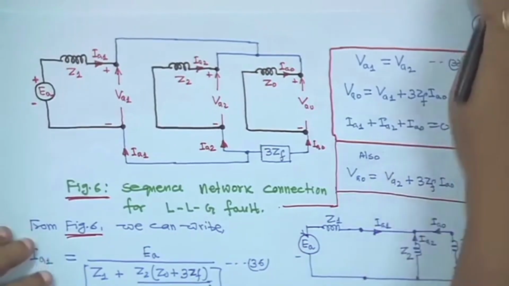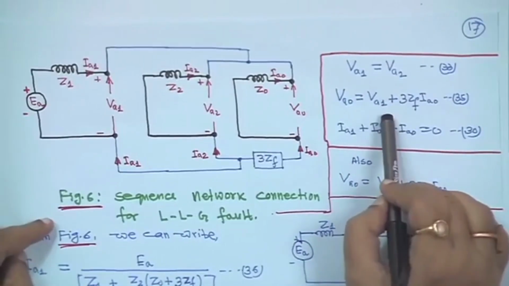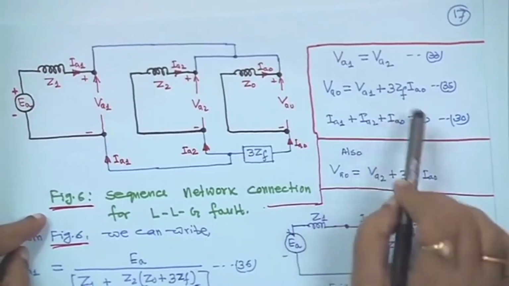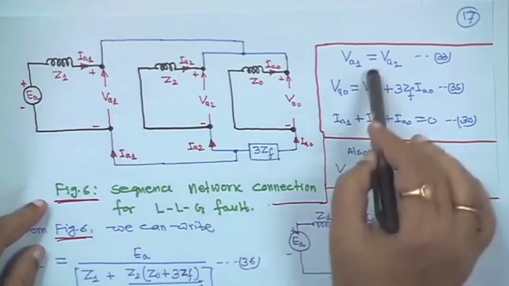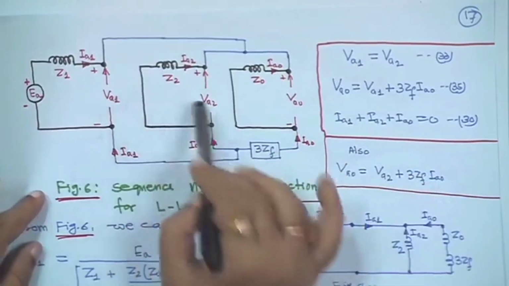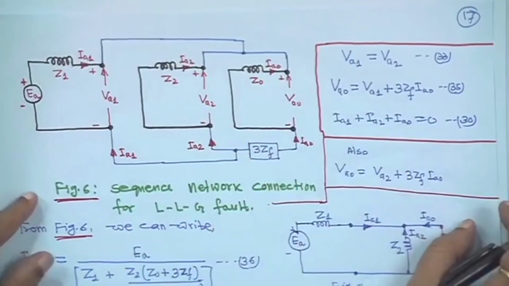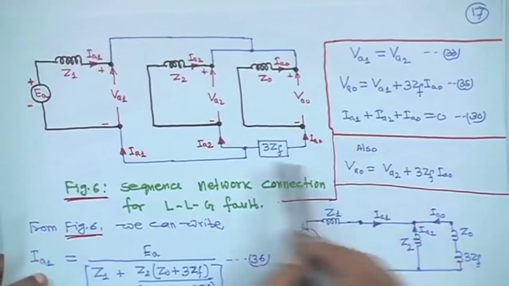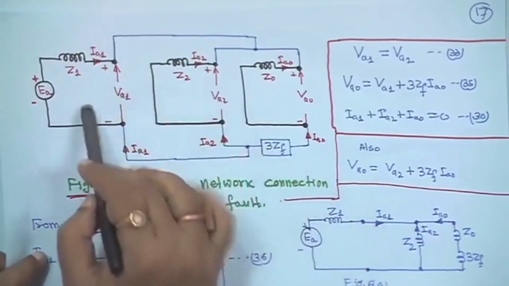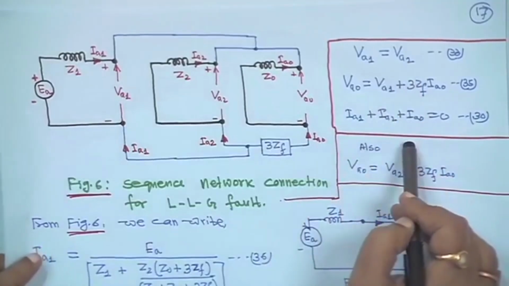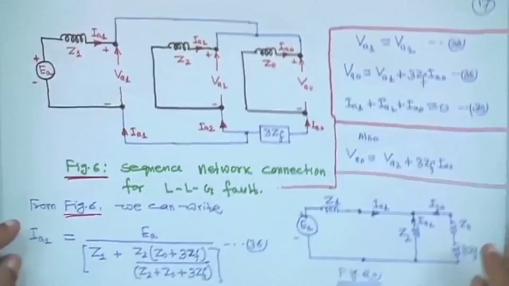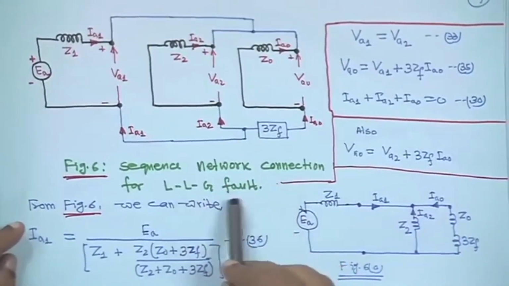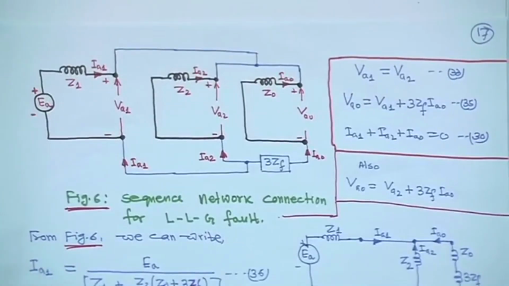From your intuition you have to make the circuit connection correctly. Different types of faults will give different conditions, and accordingly you have to make the connections. In different places the diagram is given in different ways, but I always prefer this way: make the positive, negative and zero sequence networks, then look into the equations and connect accordingly. Therefore, this is the sequence network connection for double line to ground fault. I hope you have understood this much.